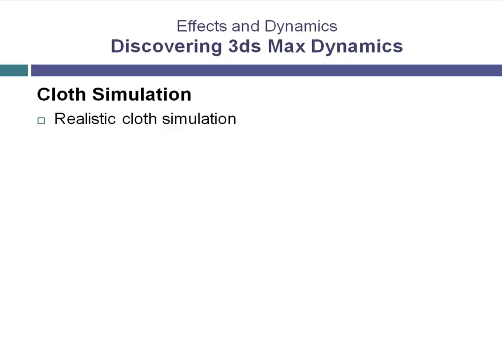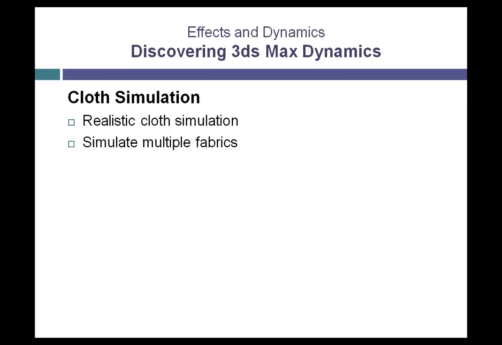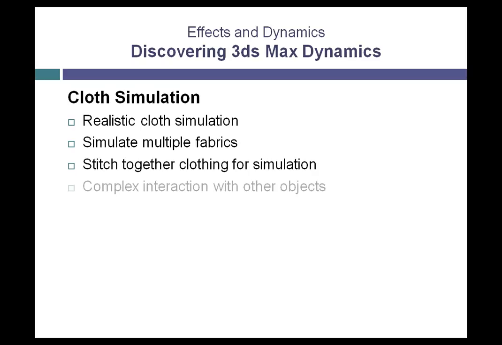The cloth simulation within 3ds Max provides controls and parameters to allow for the simulation of multiple fabric types, and you can adjust the parameters to get any fabric you need. The biggest benefit of cloth simulation is the ability to simulate complex interactions with other objects in the scene. This allows for the application of clothing on characters, as well as the creation of scene elements like curtains.